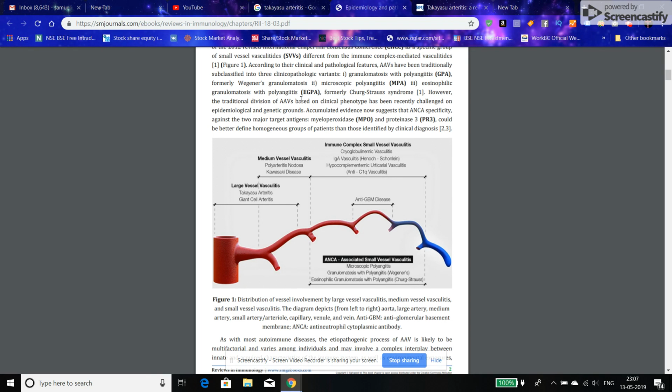And secondly, we also see granulomatosis. So granulomatosis with polyangiitis, eosinophilic granulomatosis with polyangiitis, and microscopic polyangiitis. This granulomatosis with polyangiitis was formerly called Wegener's granulomatosis, and eosinophilic granulomatosis with polyangiitis was formerly called Churg-Strauss syndrome. So this is largely the classification.